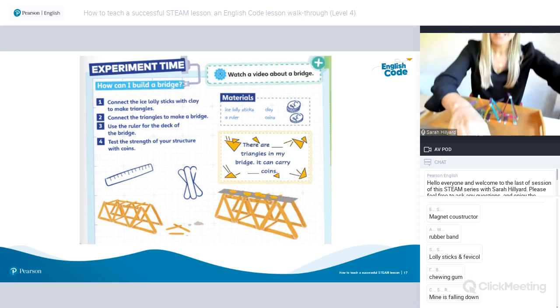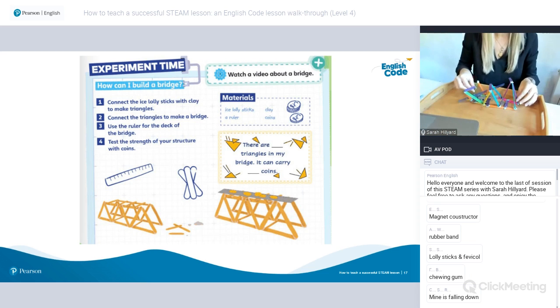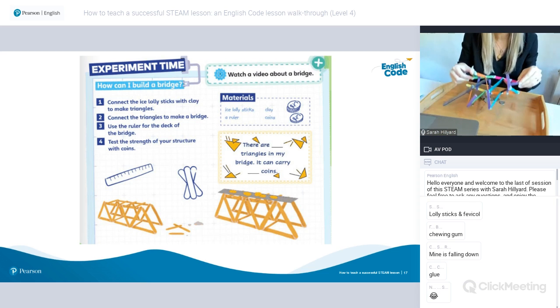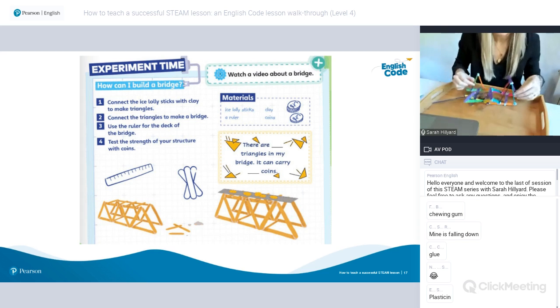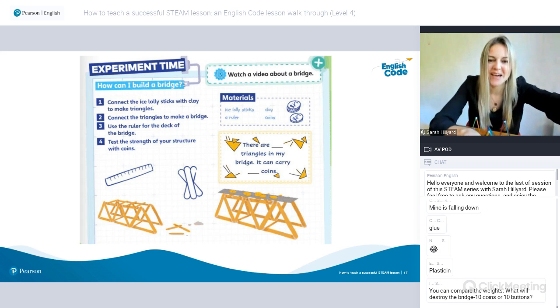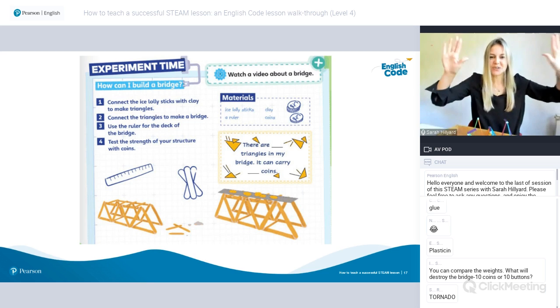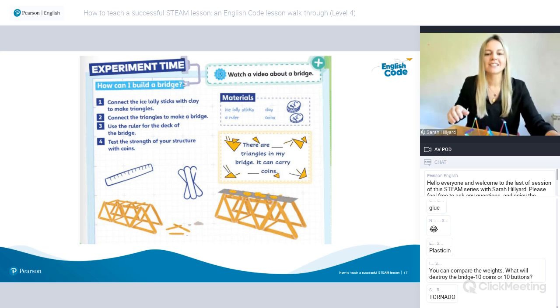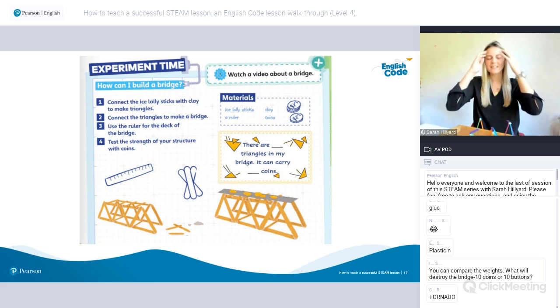Look what just happened. My coins all just fell off. Look, it's destroyed. But never mind. Never mind. We're working with frustration here. It's fine if it falls. We're tolerating frustration.